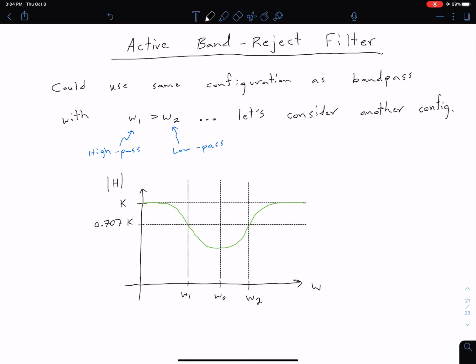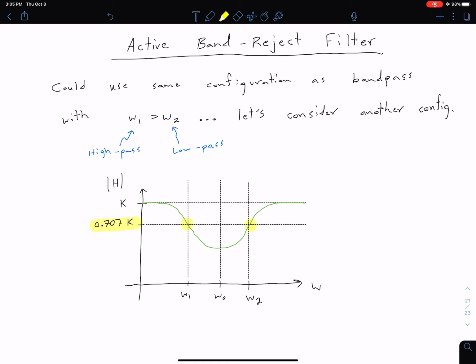So let's take a look now at our active band reject filter. In the plot down here below, we can see the basic properties that we want. We want our frequency to be blocked between our two 3 dB frequencies, omega 1 and omega 2. So omega 1 and omega 2 are where we're at our maximum value of gain k divided by square root of 2. Of course, that's the same thing as multiplying by 0.707 approximately.